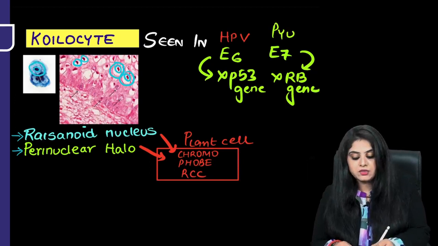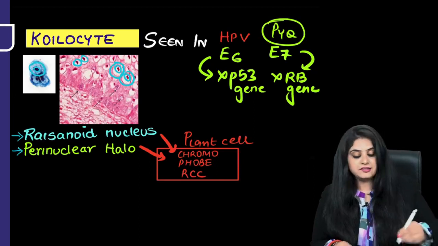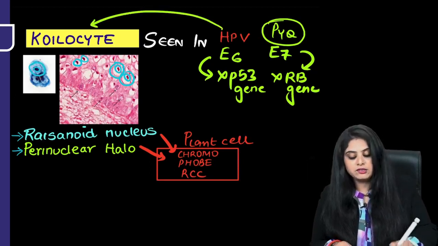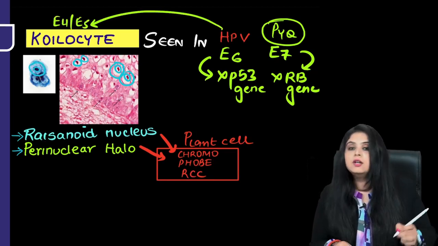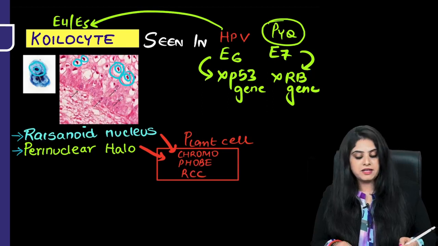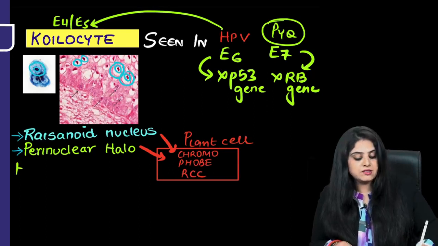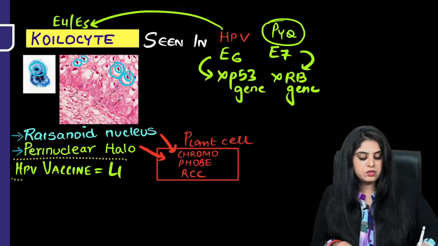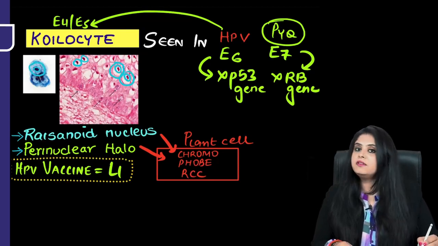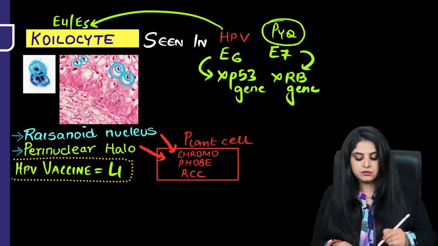This is a PYQ. How does HPV cause cancer? Next, they ask you, how does HPV cause koilocytosis? Koilocytosis is caused by E4 and E5 proteins. Koilocyte is caused by E4 and E5. And one last question. How is the HPV vaccine prepared? This is a 3 times repeat in AIIMS. It is produced by the L1 region of HPV. So the L1 region of HPV is going to be making the HPV vaccine. This virus is also done.